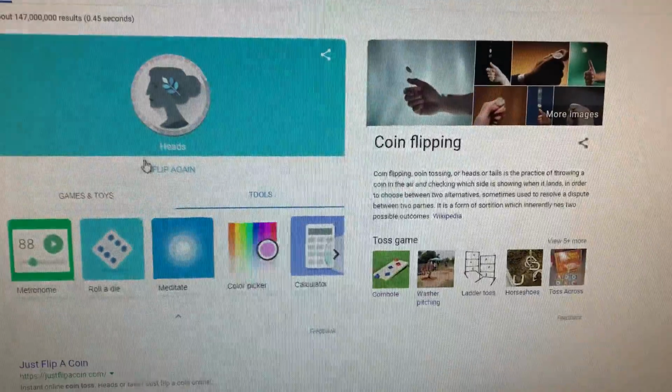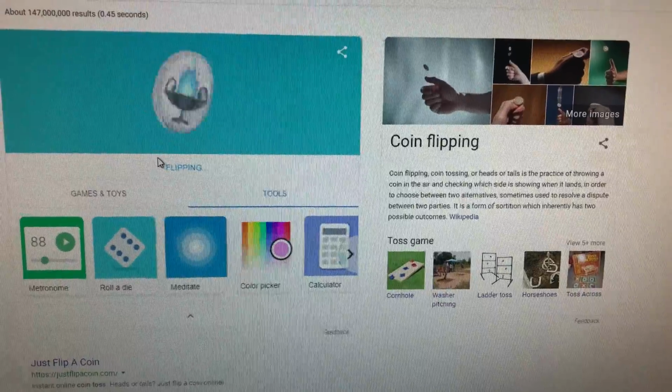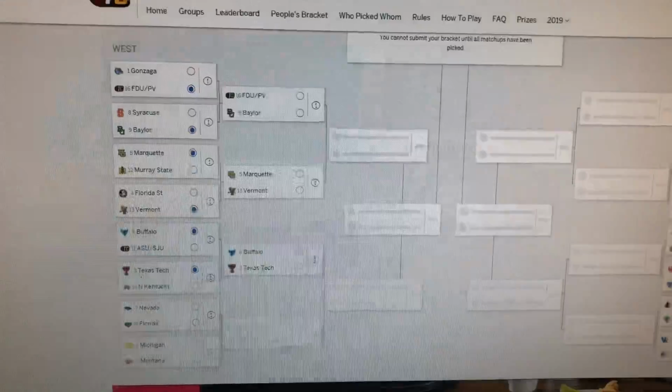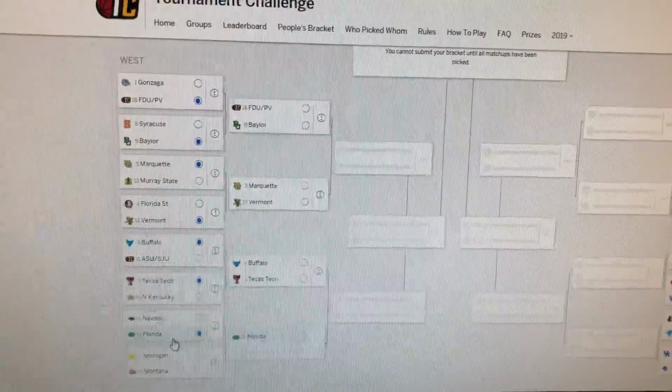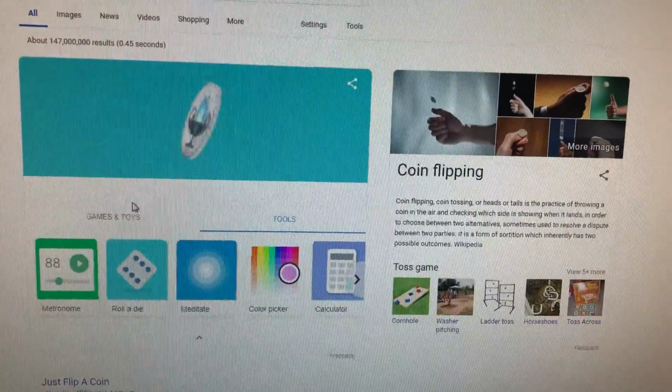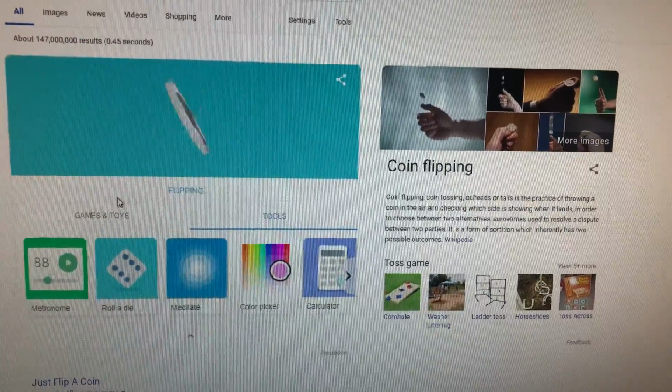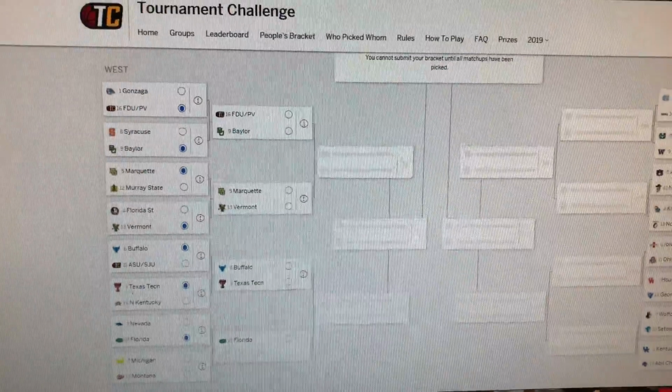Next up, we have Nevada and Florida. Nevada's probably going to win this one with the heads. Yeah. Oh, tails. We got Florida moving on, the 10 seed. And then Michigan and Montana. Will we have our first 2 seed moving on to the next round? We do. We have Michigan beating Montana.